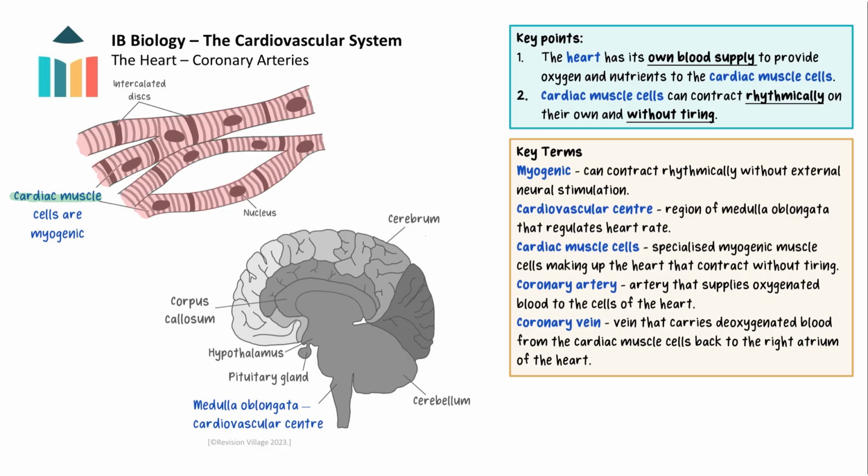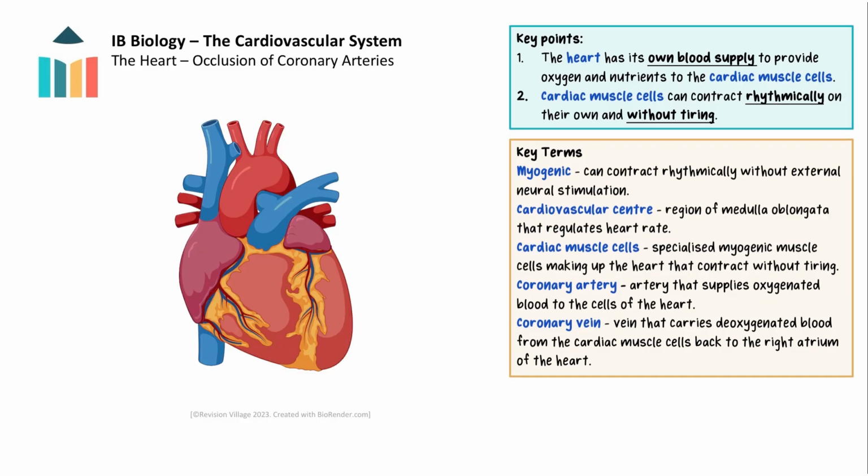Cardiac muscle cells contract rhythmically from when they are formed to when they die, and they do this without tiring. The muscle is myogenic, which means it can contract rhythmically without external neural stimulation. However, when necessary, the cardiovascular centre in the medulla of the brain can speed heart rate up or slow it down, as we will see soon. The continual contractions of the heart require a constant supply of energy, so the heart has to have its own blood supply.